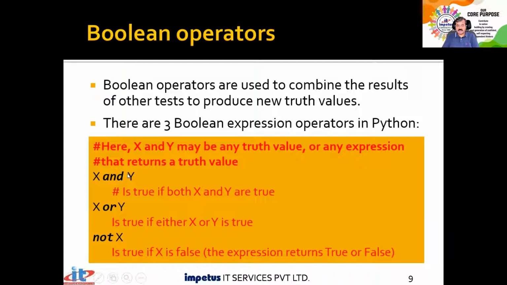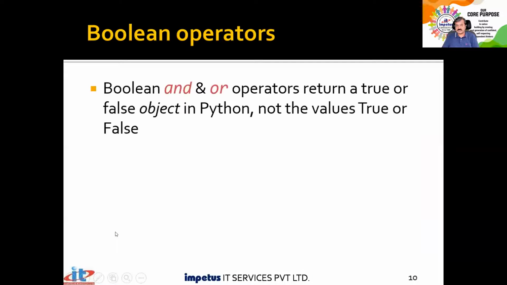So X and Y, if both of them are true, then the result of this AND expression is also true. Whereas in the second one, X or Y, if one of the expressions is true, either X or Y, the result of this expression is true. Not X means if X is true, not X will give you false. And if X is false, not X will give you true. So it will toggle the result of the expression and so on.